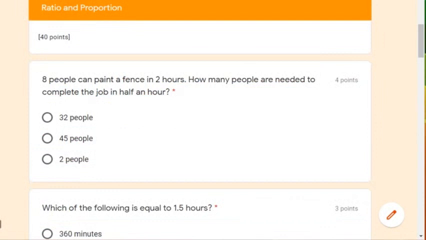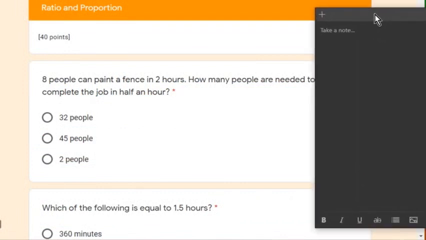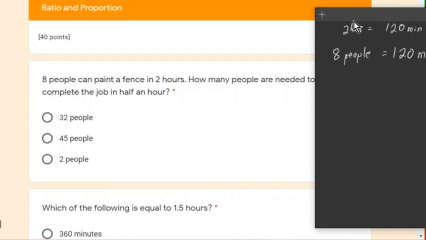Now the first question says, if 8 people can paint a fence in 2 hours, how many people are needed to complete the job in half an hour? So let's change the time to minutes, because half an hour is 30 minutes. So in the question, I know that 8 people will do the job in 2 hours, and 2 hours will be equal to 120 minutes.